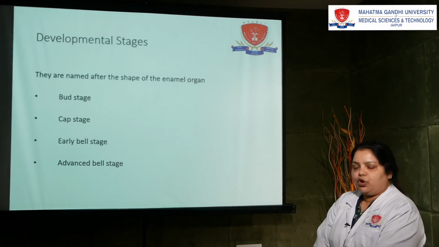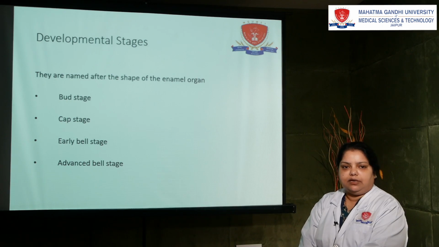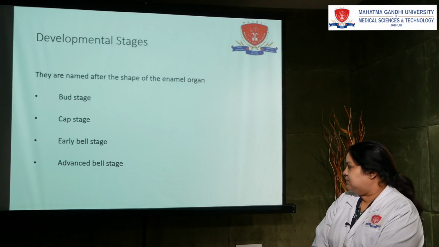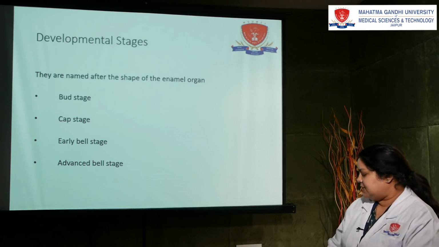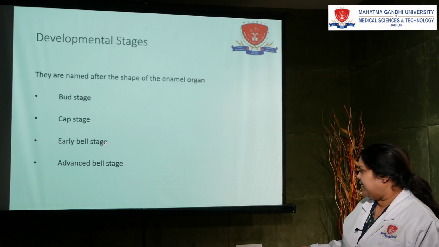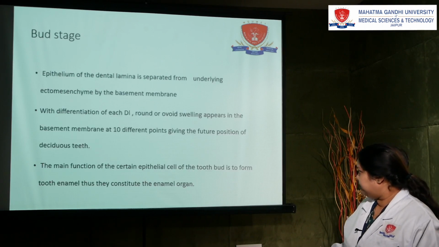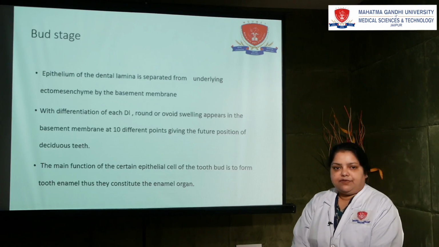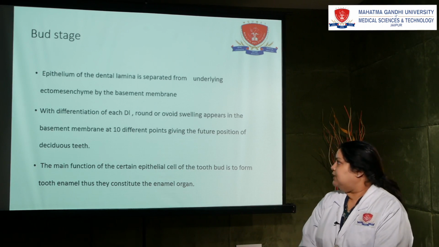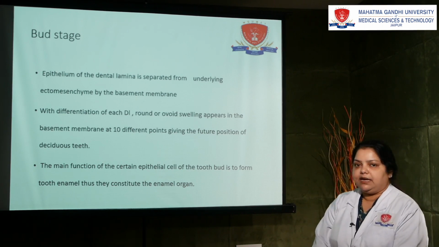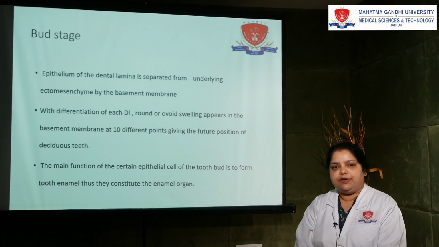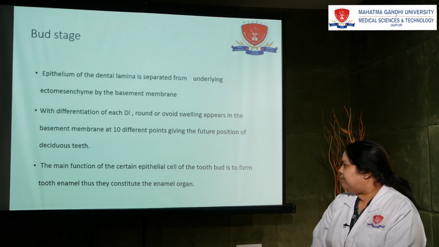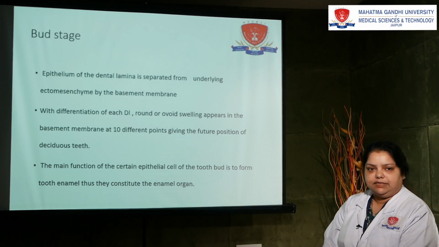Now, according to the morphological stages, the enamel organ is divided into three stages, that is bud stage, cap stage and bell stage. Bell stage is further divided into the early bell stage and advanced bell stage. Now, coming to the very first stage, that is the bud stage. In this, the epithelium of the dental lamina is separated from the ectomesenchyme by the basement membrane, and at certain points it starts proliferating more rapidly. So, it will give rise to the future position of the deciduous teeth.